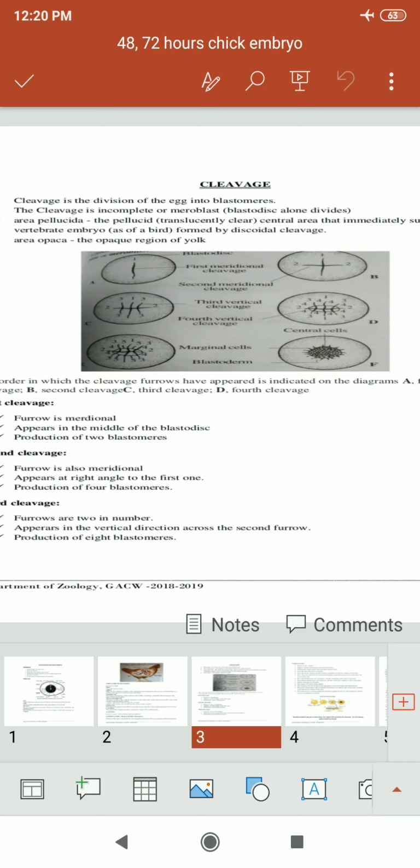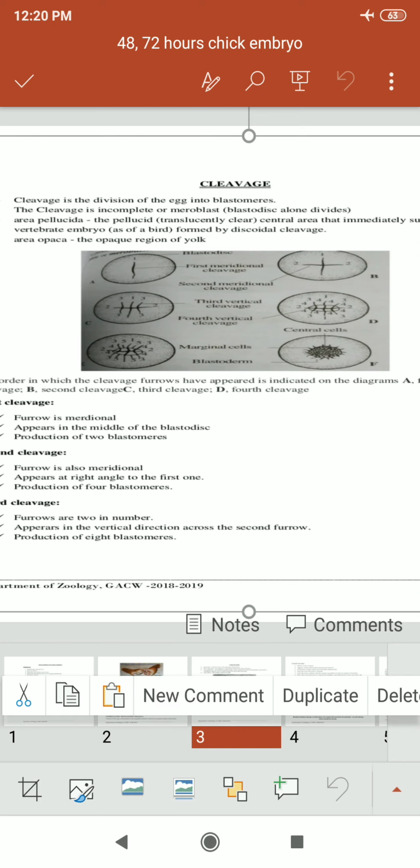Basically, this cleavage is important in biology, and it is one of the cell divisions or splits.